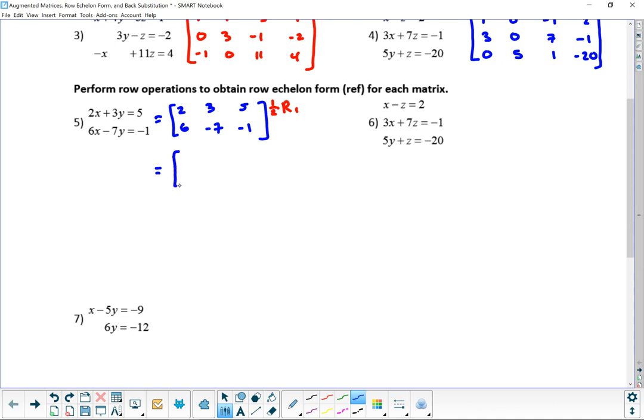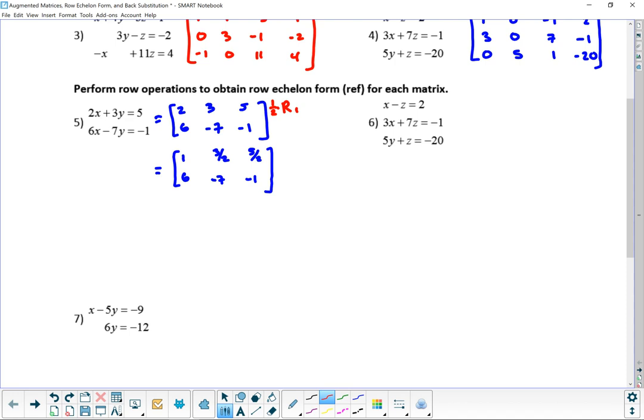And so what if it's ugly? 2 divided by 2 is 1. 3 divided by 2 is 3/2. 5 divided by 2 is 5/2. It's ugly, who cares? We still got what we wanted. Then 6, -7, -1. Next, we're going to turn that 6 into a 0.